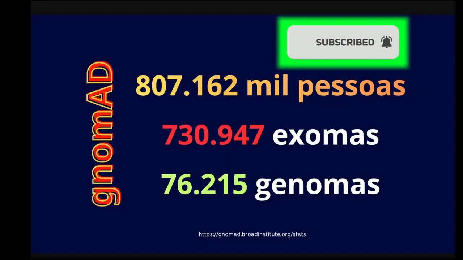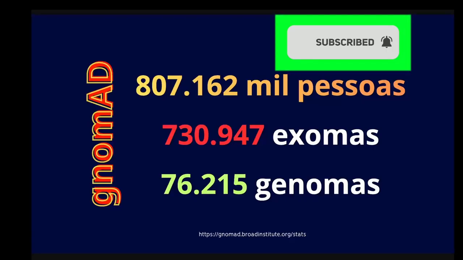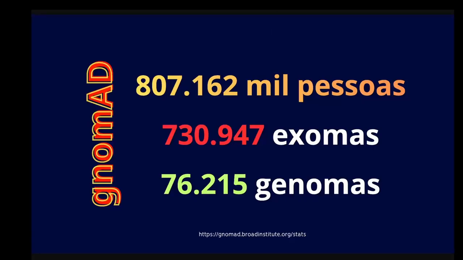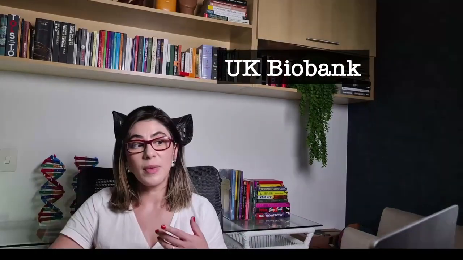Version 4, which is the latest version of gnomAD, features samples from 807,162 people, consisting of 730,000 exomes and 76,000 genomes. This data comes from several different sources, but mainly two: the UK Biobank, which is a prospective cohort from the United Kingdom, and also other large studies, over 100 studies from at least 25 countries.